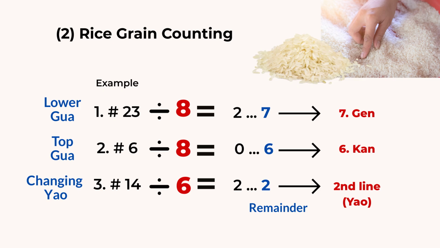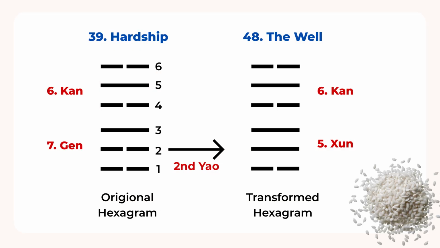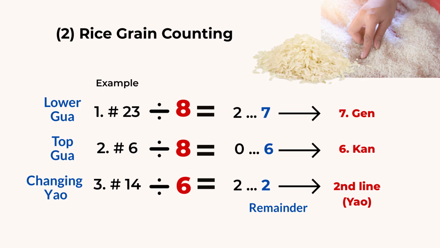And the second number is 6. It's already smaller than 8, so we use number 6 directly. And when we check the pre-heaven Bagua, the number 6 is Kan Gua, and that's our top Gua. And the third number, we want to divide it by 6. So 14 divided by 6 is 2 with a remainder of 2.